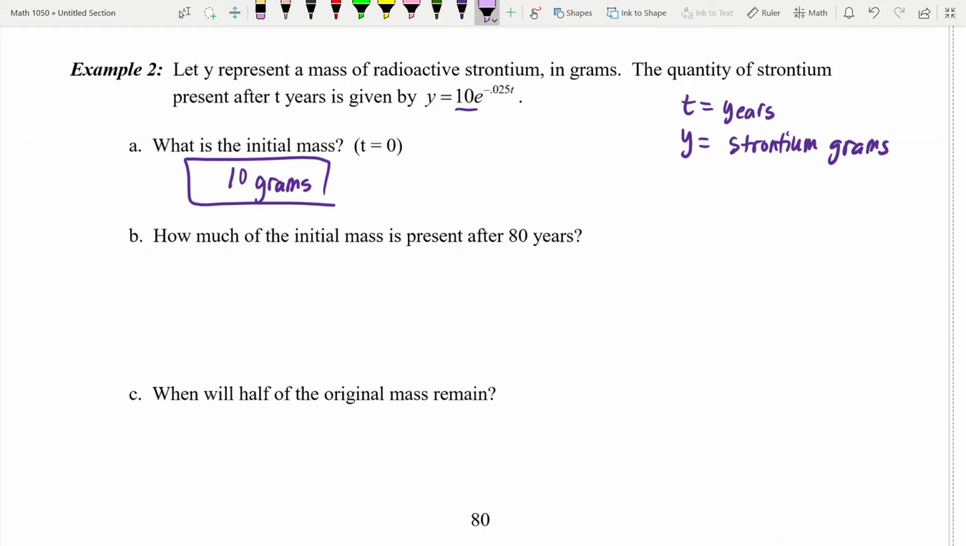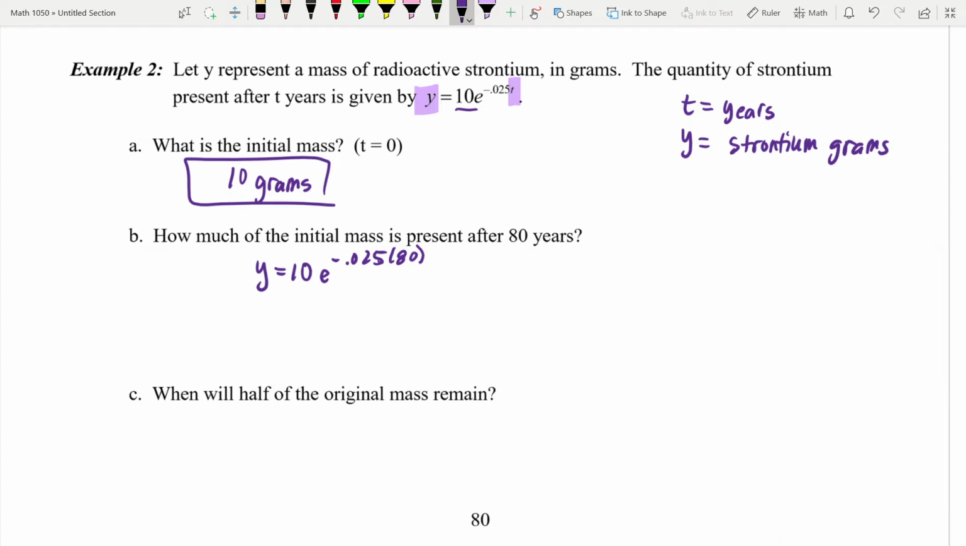Guys, look. My 80 is going to go in for T, or it's going to go in for Y. I have to figure out which one. You tell me, which one is it, everybody? It's T. So you're going to have Y equals 10e to the negative 0.025 times 80. Is the amount of strontium going up or is it going down? Somebody tell me. It's going down. How do you know that? Your K is a negative.